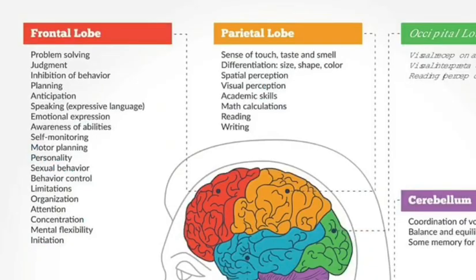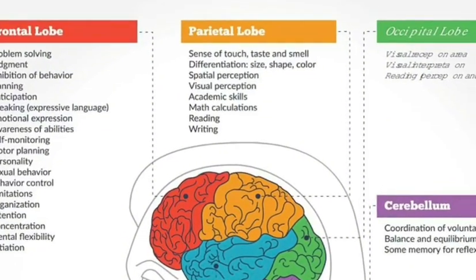Now, looking at the frontal lobe, we'll see functions there: problem solving, judgment, inhibition of behavior. Okay, we see speaking, expressive language. That's what we are paying attention to. We're paying attention to the cerebrum because it is basically concerned with language.